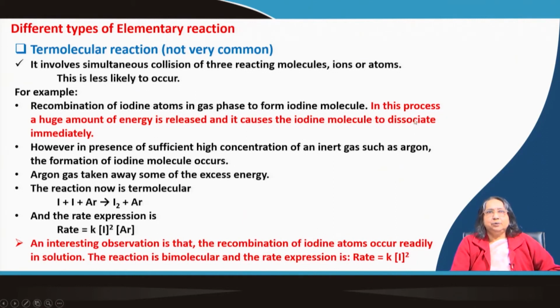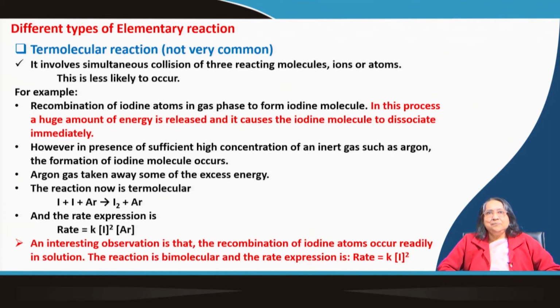Okay. In this process, a huge amount of energy is released and it causes the iodine molecule to dissociate immediately. So, what is the reaction? Recombination of iodine atoms, I plus I giving iodine. Okay. This is also a gas phase reaction, I and I giving I2.